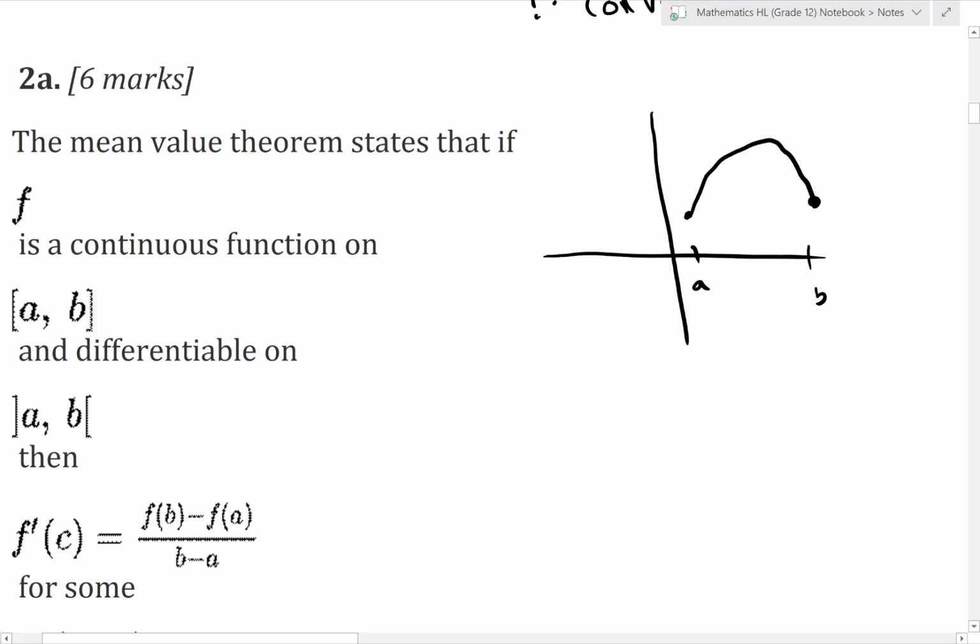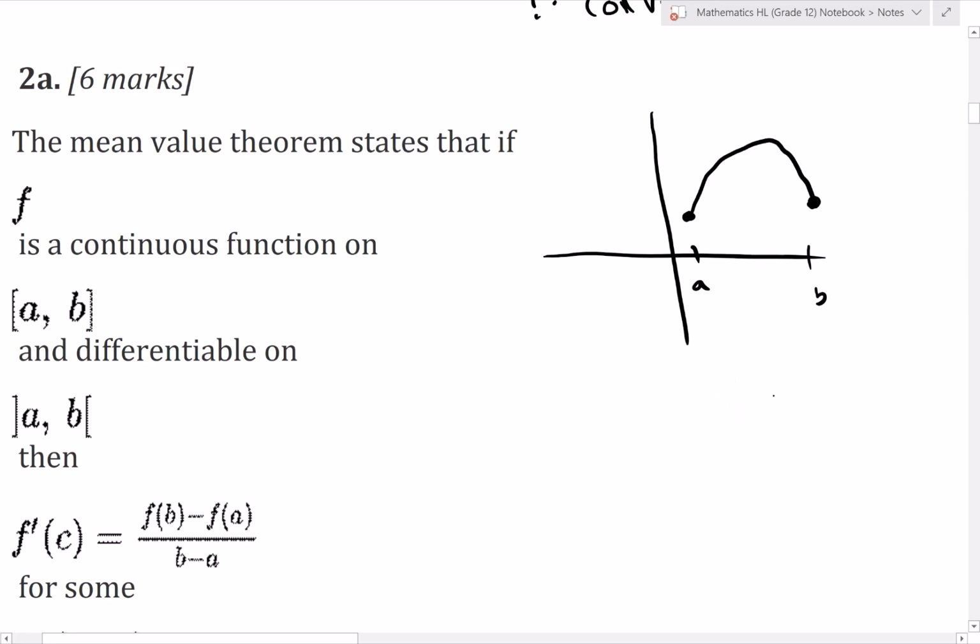Notice the closed interval. That means we have to include a, we have to include b. If these are not included, the mean value theorem does not apply, right? For example, if they said it like this, the mean value theorem wouldn't apply, right? Remember, this sideways bracket means a is not included, so the endpoints have to be included.